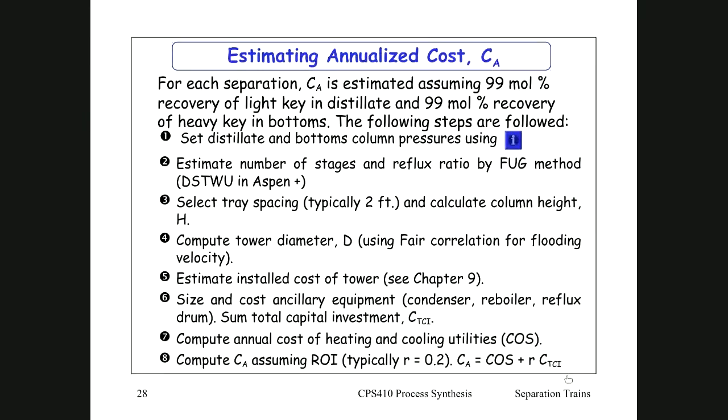But this is just a quick way of showing some balance between the total capital investment versus running costs.